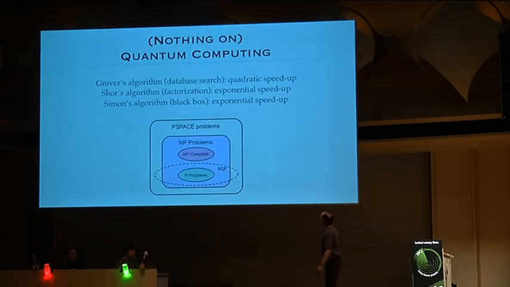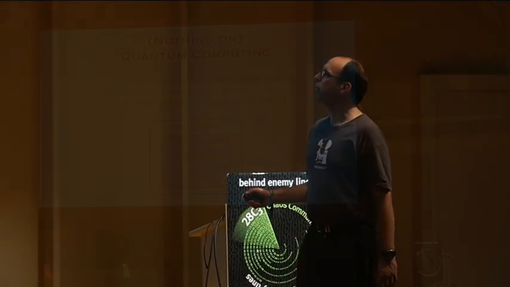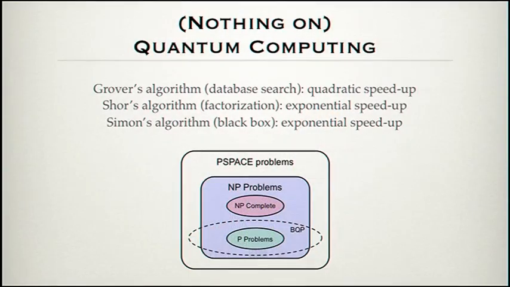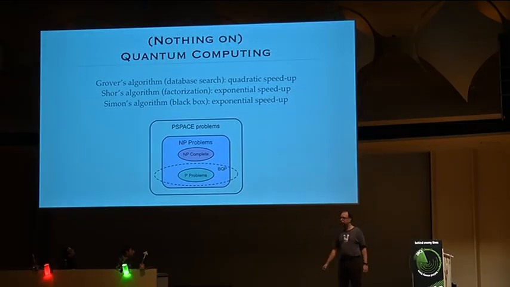Okay, I said I'm not going to talk about quantum computing. Let me just mention three things, entry points to Wikipedia, if you like. Three famous algorithms. Grover's algorithm is a database search, which gives a quadratic speedup compared to the best known classical algorithm. Shor's algorithm is about factorization. That's the one with 15 being 3 times 5. That gives an exponential speedup.